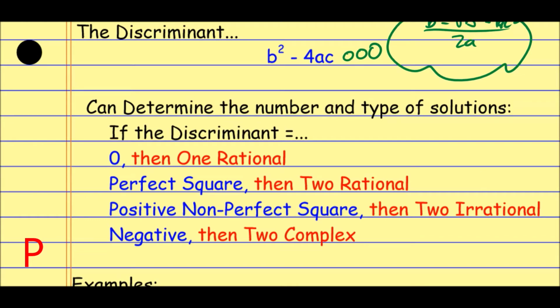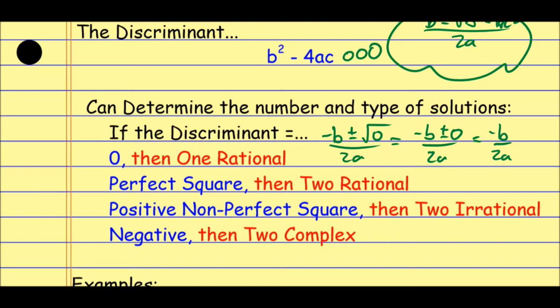So if I get a 0 for the discriminant, it means I have one rational solution. It means I'm only going to get one answer. And really, if you think about that for a moment, right here, if I were to plug a 0 in for what's under the square root, watch how this simplifies. I get the opposite of b plus or minus 0 over 2a. Well, plus or minus 0 gives me the same thing. It's just opposite of b over 2a.